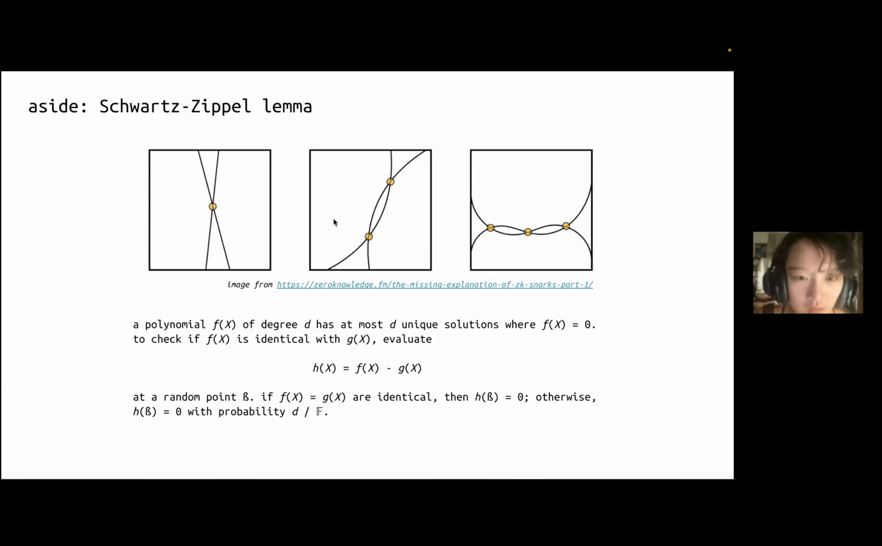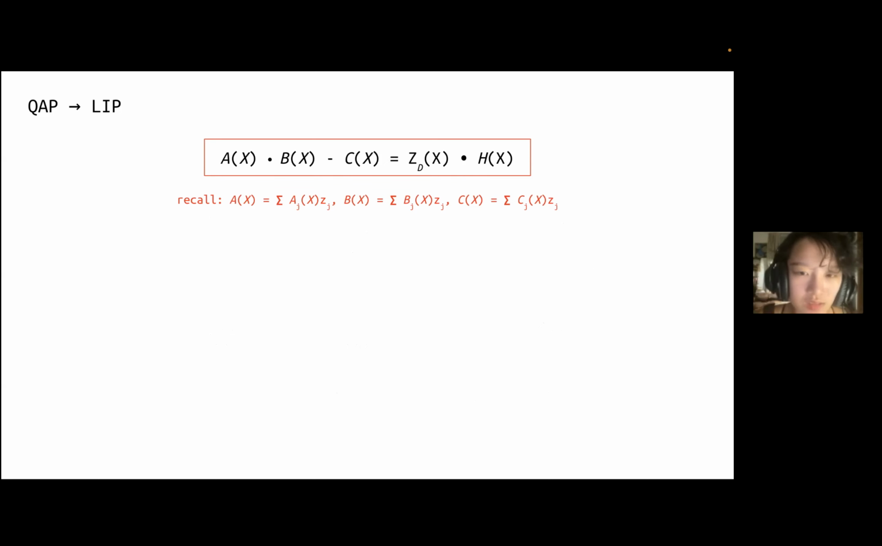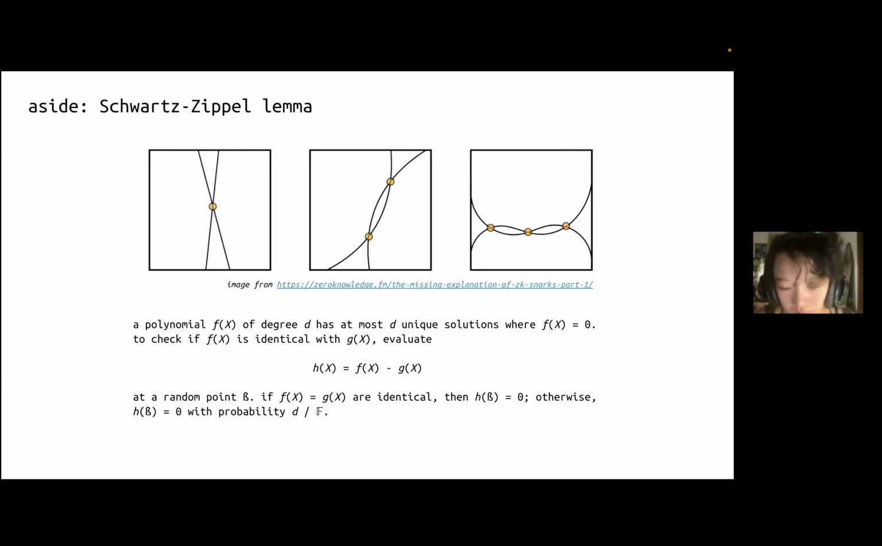So to efficiently check this identity, we're going to make use of something called the Schwartz-Zippel lemma. And this is used everywhere in this field. What the lemma is saying is really simple. It's saying that if two polynomials are different, then they can agree at most d points, with d being the degree of each polynomial.